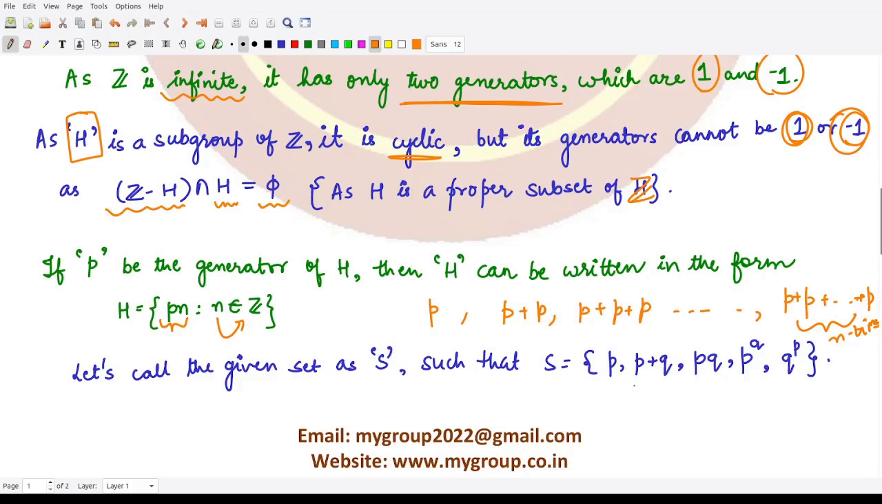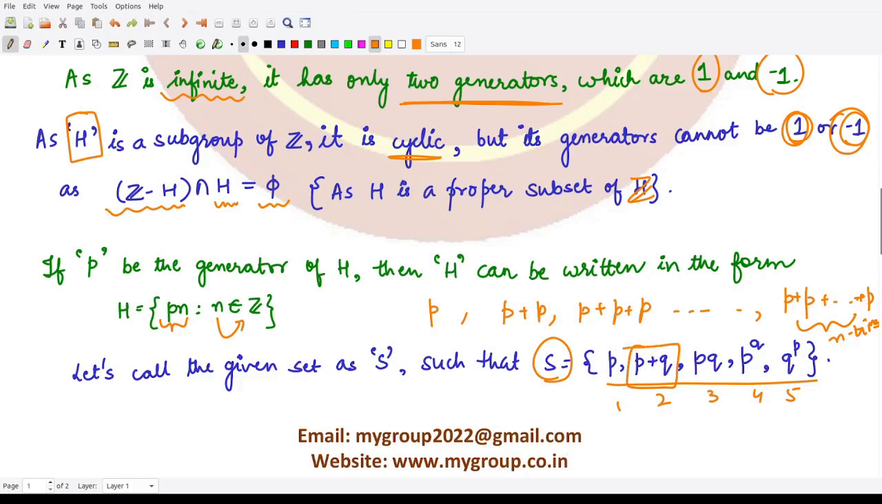Now, as I've already told you, the given set we have named to be S. Now from this set, we need to knock off 2 elements. There are 5 elements present within it. We need to knock off 2 elements from it such that we are left with exactly 3, which are the members of H. So let's see how we can proceed here. You can simply see this P plus Q cannot be present in H. We will eliminate this one.